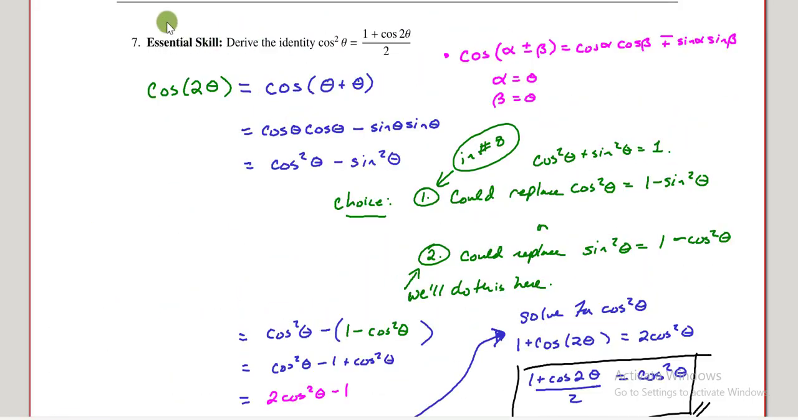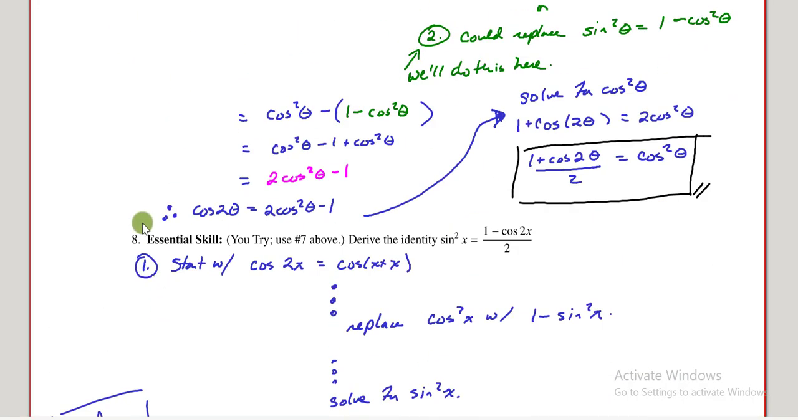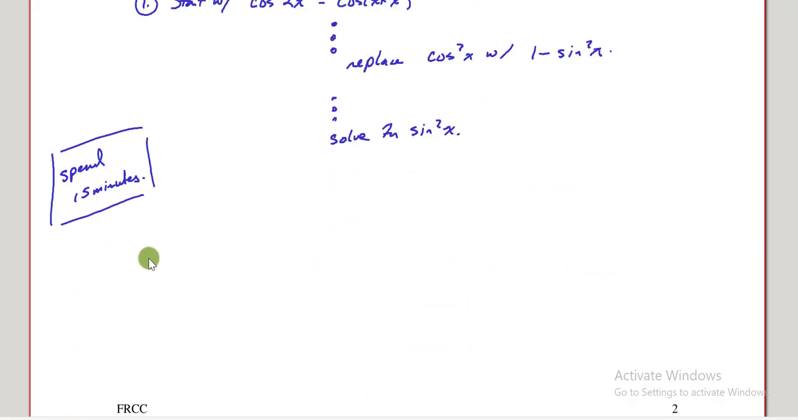reviewing the work that I did up here in number 7 and then trying to modify the work for number 8. Give it your best shot, folks, and I'll see you next time.